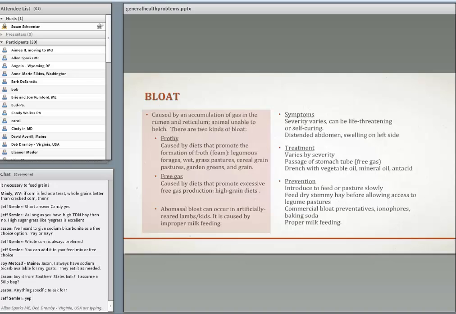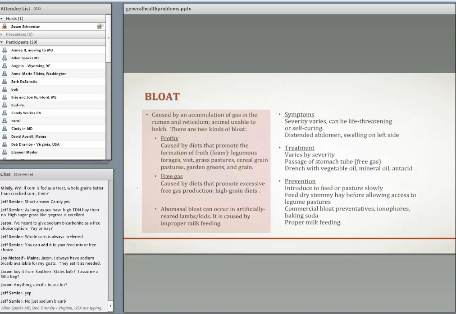How you treat it, again, depends on the severity. In extreme cases, you can pass the stomach tube. For free gas bloat, a lot of fairly mild bloat is treated with vegetable oil, mineral oil, or an antacid. In the early spring, off of wet grass, I'll get ewes that bloat, and I give them my Lanta, which is an antacid.